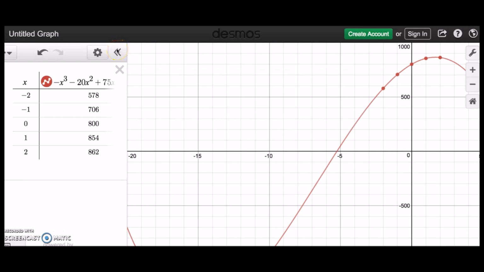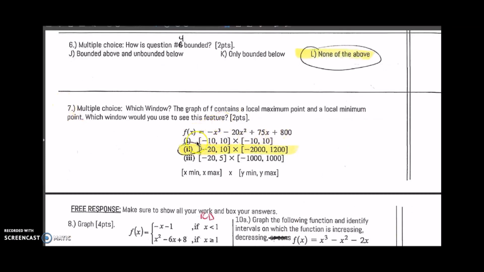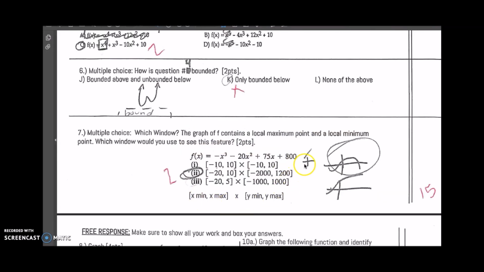This is what your graph would look like if you chose the third option, with a window of negative 20 to positive 5, and then down here I have negative 1000, which you can't see, so it's a little bit off, and then positive 1000. So all you can see is just the local max. Question number 7 is talking about taking this polynomial, graphing it, and looking at the window, so the answer is the second one. I like this student work because the student actually sketched each of the windows, so I'm assuming this was the first one and this was the second one, and they can see it has a local max and minimum, and this one only had a local max.